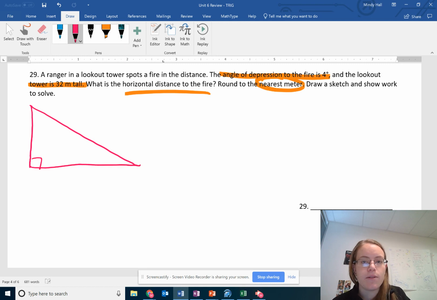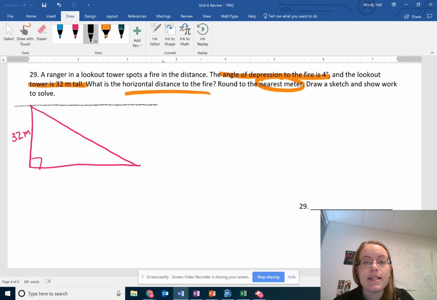Okay. Now, our lookout tower is 32 meters tall, and I would say most people can label that no problem. But what people have been having a hard time with is that an angle of depression has to have that horizontal line. So remember, since this is an angle of depression of 4 degrees, your horizontal line is actually outside of your triangle like that. So that means that this angle down here is also 4 degrees. So because I want my horizontal distance, that's going to be the bottom side.